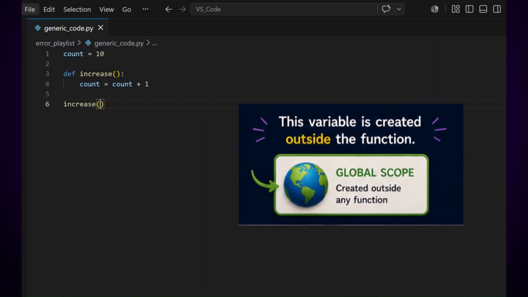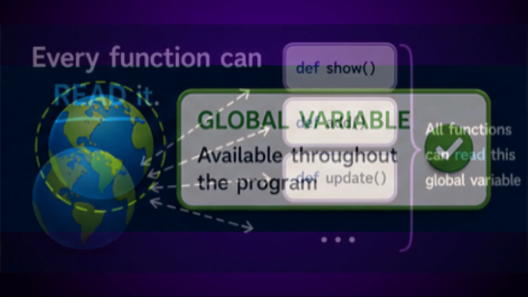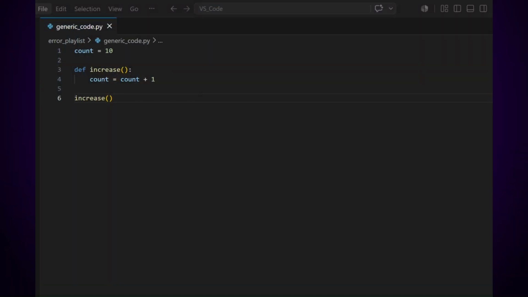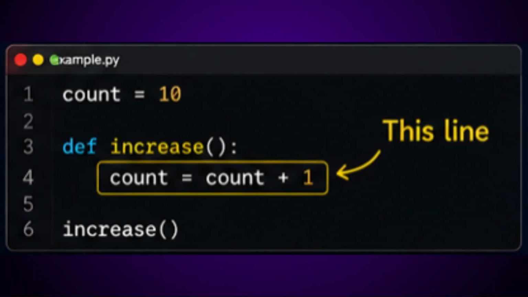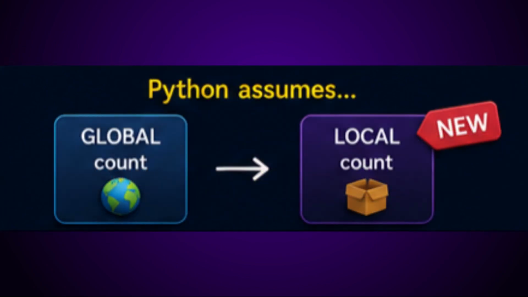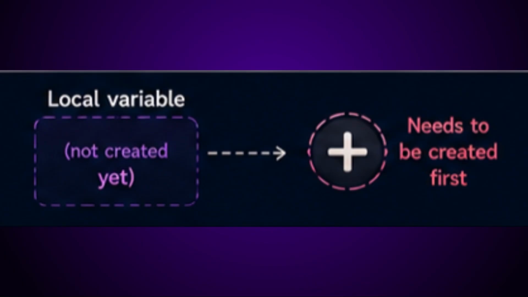This variable is created outside the function. That makes it a global variable. Every function can read it. Now look at this line. Because a value is being assigned to count, Python assumes count is a local variable.